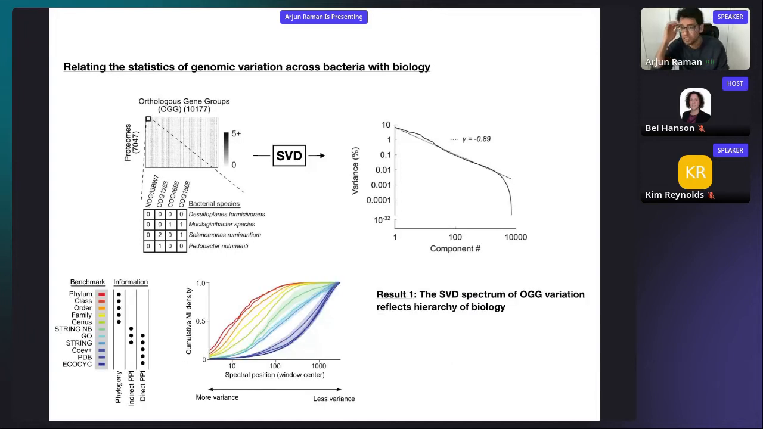So this led to the first result that we found, which is that the SVD spectrum of OGG variation across these 7,000 bacteria reflects a hierarchy of biology. That is, the top modes are enriched for broad phylogenetic information, and the bottom modes are enriched for protein-protein interactions within a proteome of an organism.